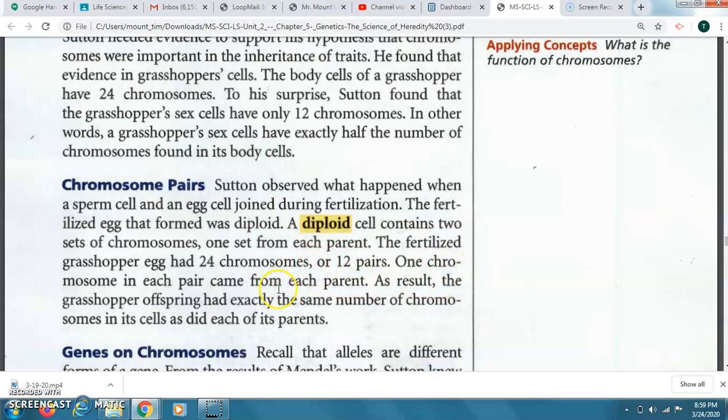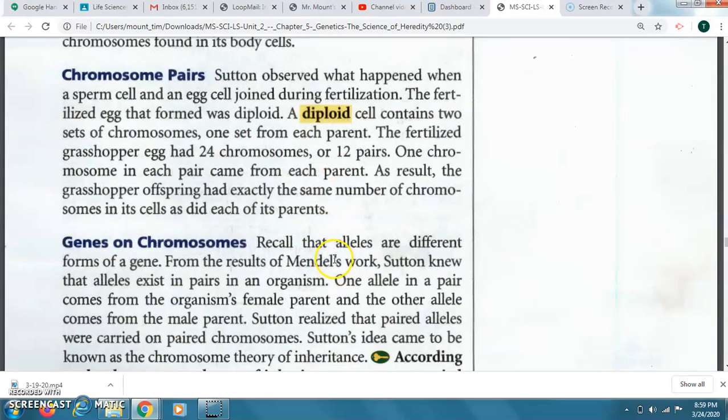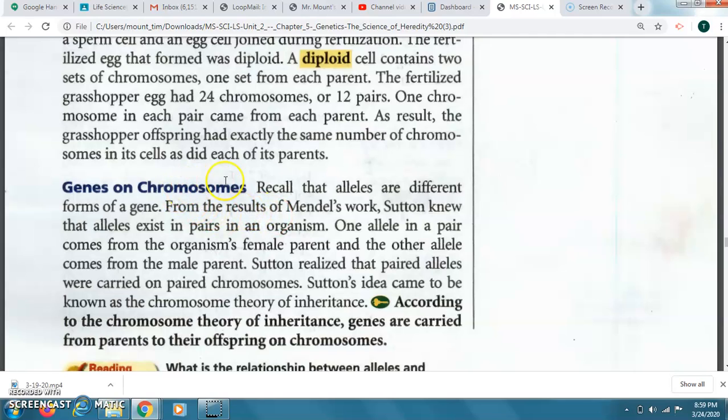As a result, the grasshopper offspring had exactly the same number of chromosomes in its cells as did each of its parents. So it's going from parent to offspring. They get half from mother, half from father, so they end up with 12 pairs. Okay? Next paragraph, genes on chromosomes.